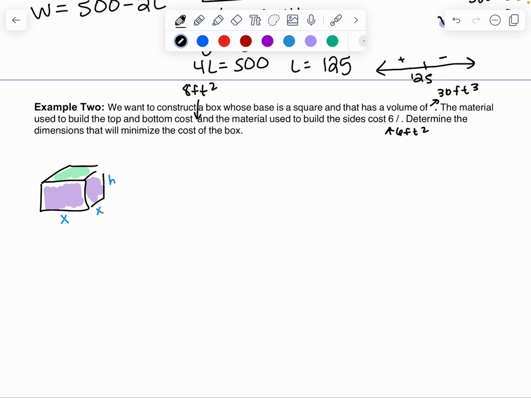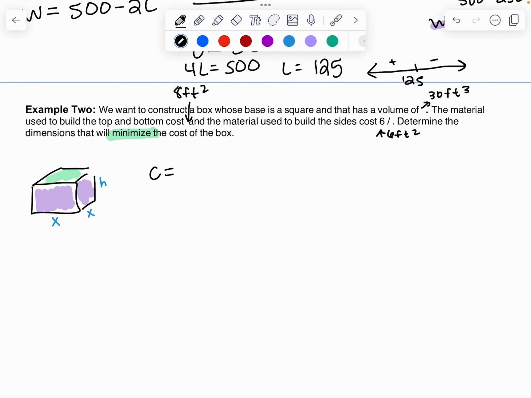I'm going to start by writing down the thing that I'm trying to maximize or minimize. It actually uses the word minimize, so that's helpful. I am minimizing the cost of the box, so I'm going to write an equation to represent the cost.